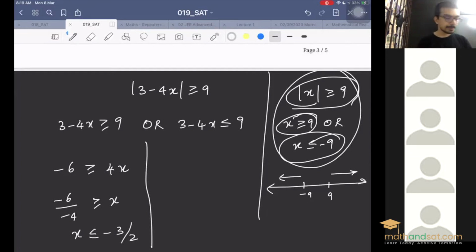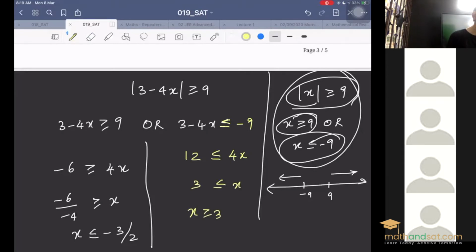In the second case, we have 3 minus 4x less than or equal to minus 9. Okay, I have made a mistake here, and I have corrected it. 3 minus 4x less than or equal to minus 9. So we have 4x greater than or equal to 12. So your x is greater than or equal to 3. That is, x is greater than or equal to 3.